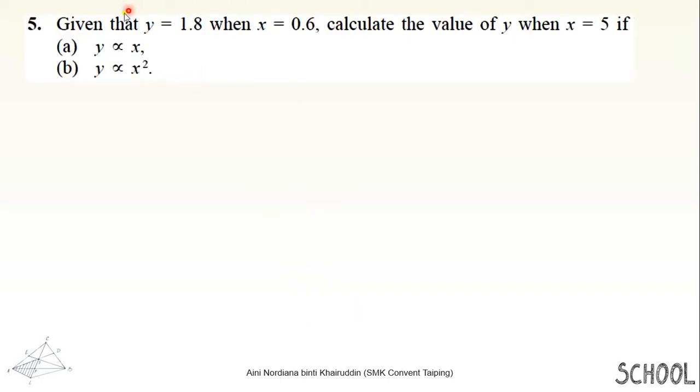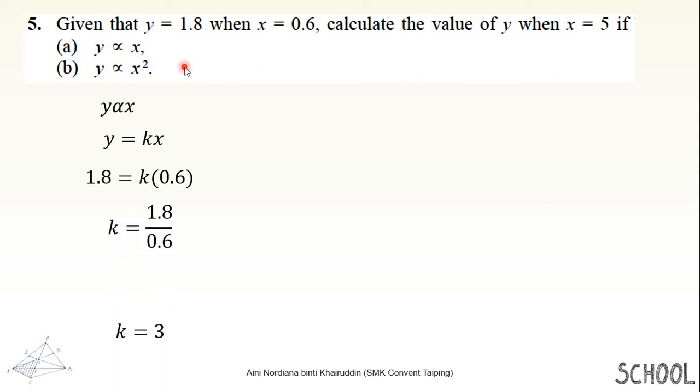Okay, question number 5. Given that Y equals 1 over 8 when X equals 0.6, calculate the value of Y when X equals 5, if Y varies directly as X, and Y varies directly as X cubed. So, this is the first step, and then equation form, substitute value, and then you get value K. This is the equation for B.